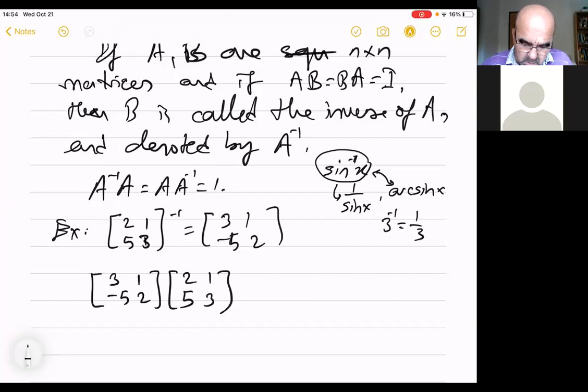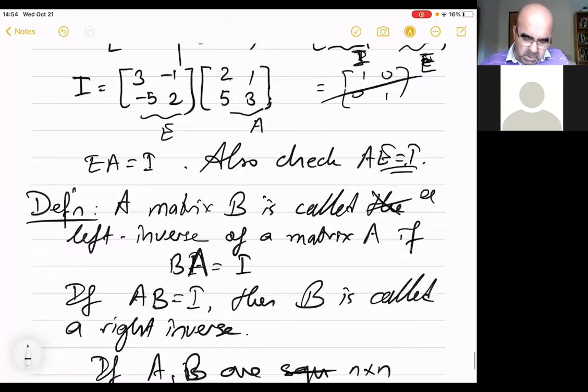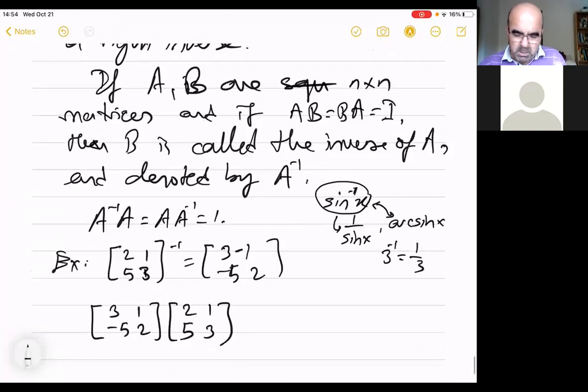there's some minus 1 somewhere. Here, minus 1. Yes, if you multiply this, it is 1, right? Then 0, minus 10 plus 10 is 0. Minus 5 plus 6 is 1.